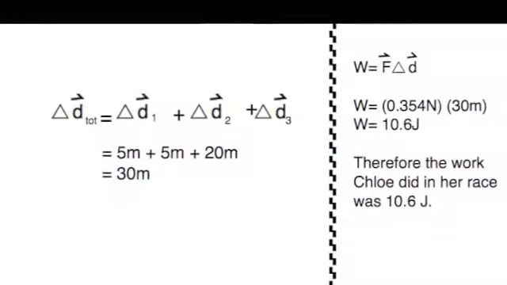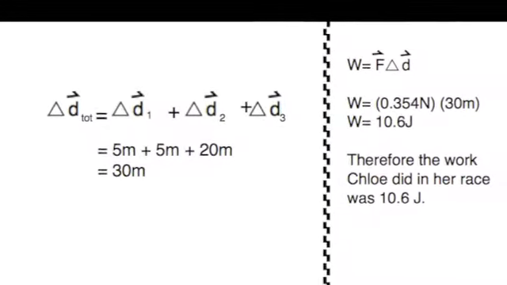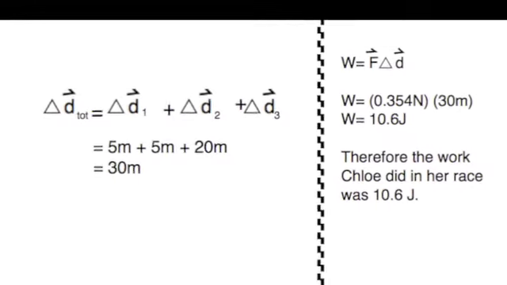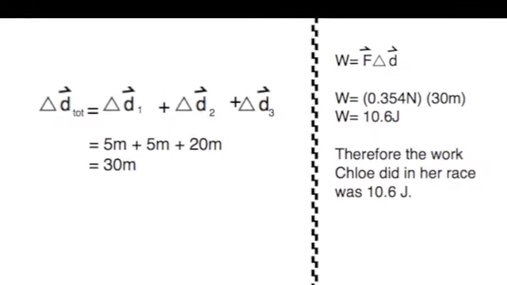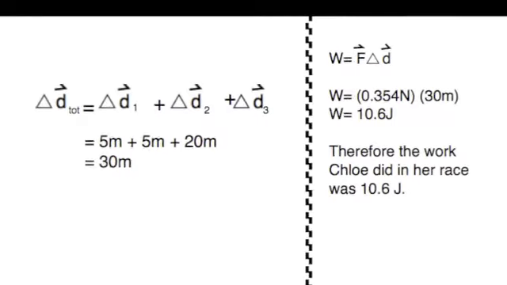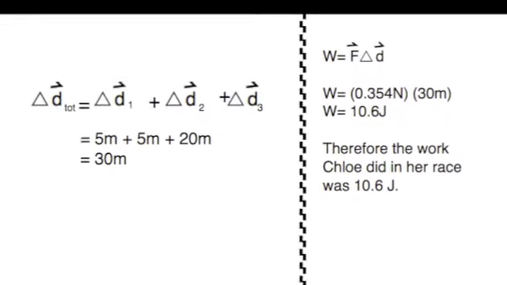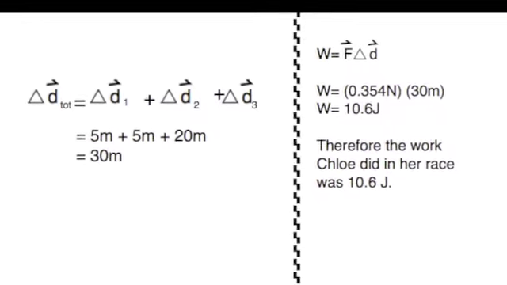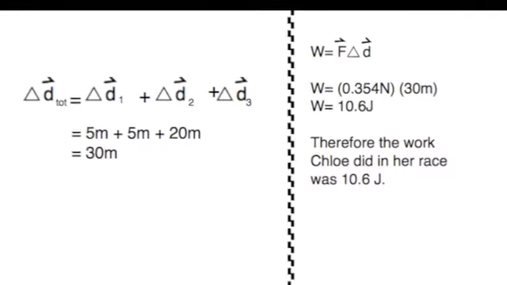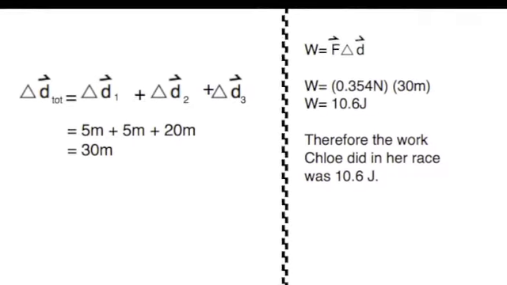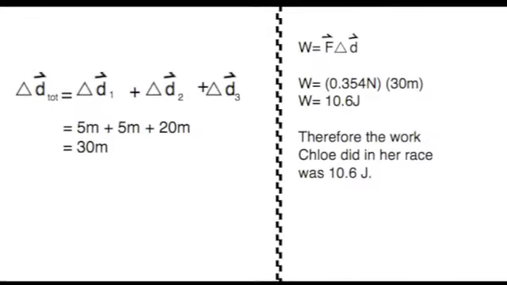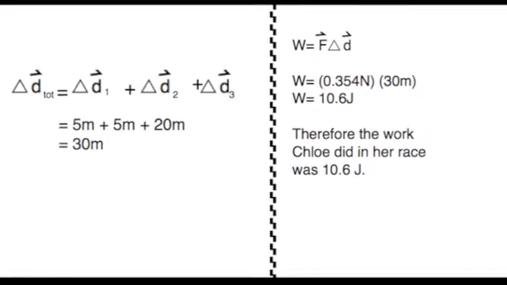Using the forces gathered already, we're going to find out how much work Chloe did in her race. To find change in displacement total, we add change in displacement 1 and change in displacement 2, which we already gathered in kinematics. We then add change in displacement 3, which is the distance between the first 2 displacements. We then multiply our newly found change in displacement total by force net that we've already found. Work is then 10.6 joules.